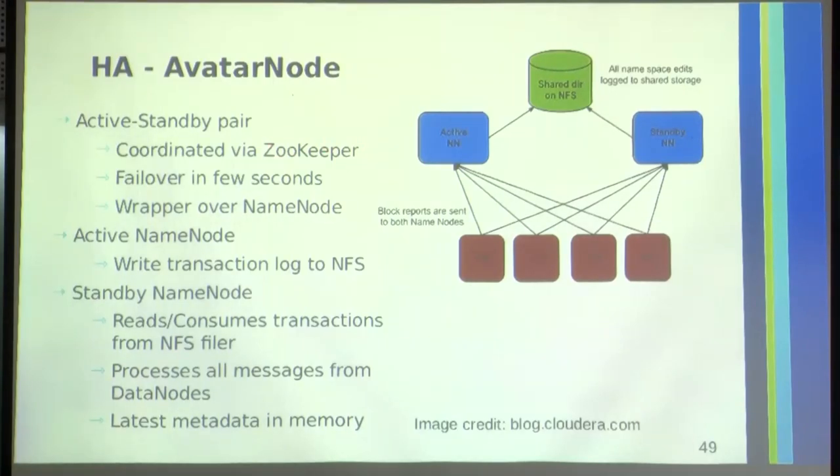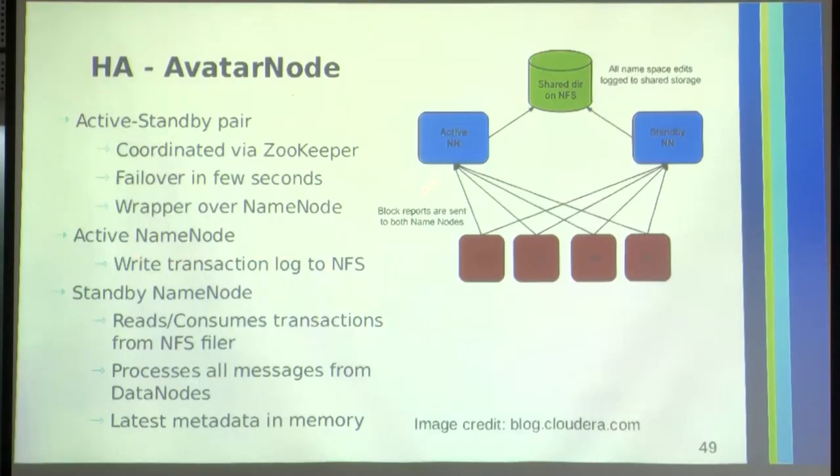ZooKeeper, we didn't talk about, but it's a resource management system with some reliability, that client nodes can contact to get some information about what is running, what processes are running. So if one of the processes were to die, we use ZooKeeper to know that that's happened. So that's what's happening, right?